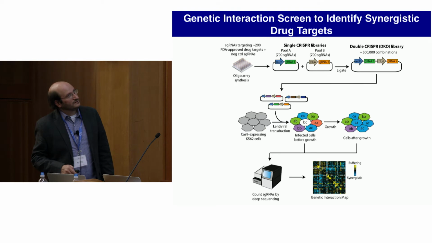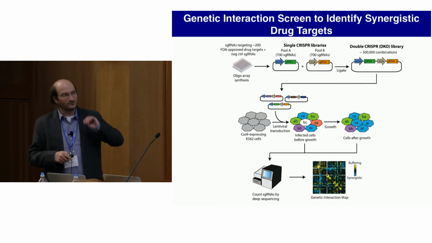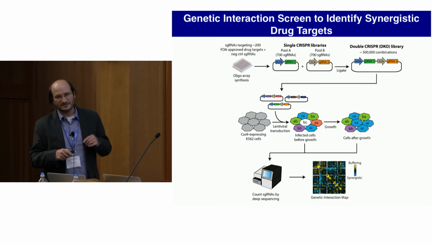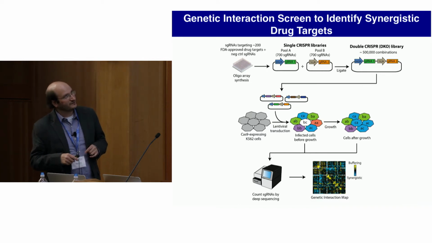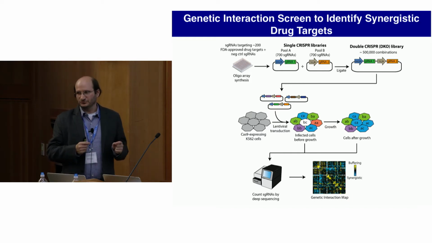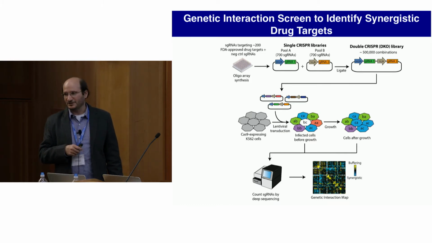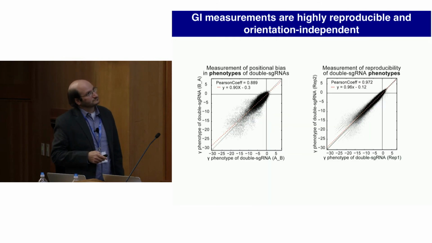In the end, the workflow for this is exactly the same as all of the screens that I've described to you. We now take a double guide library instead of a single guide library, and we infect that into cells, and we calculate interactions based upon how different the observed pair is from what you would expect from each individual gene when you knock it down. And we want to find the really rare synthetic lethal combinations that completely kill a cell only when you have those 2 genes knocked out.